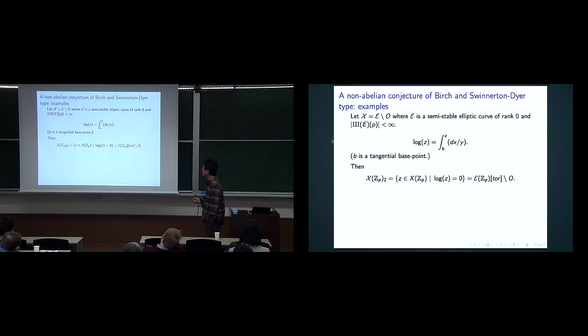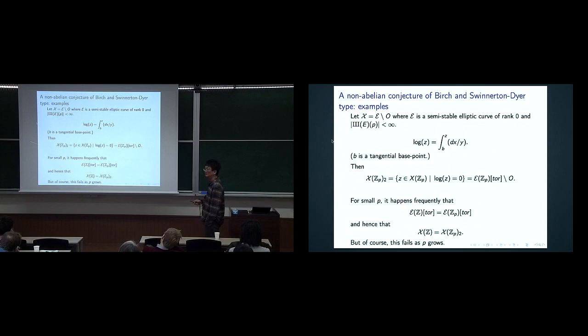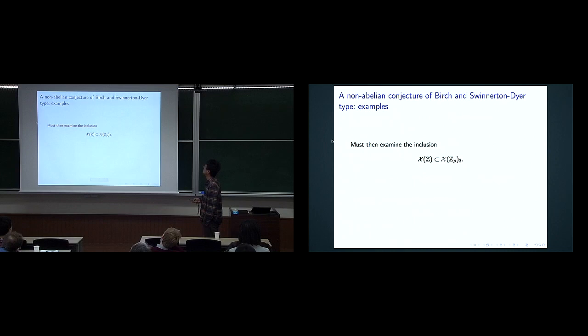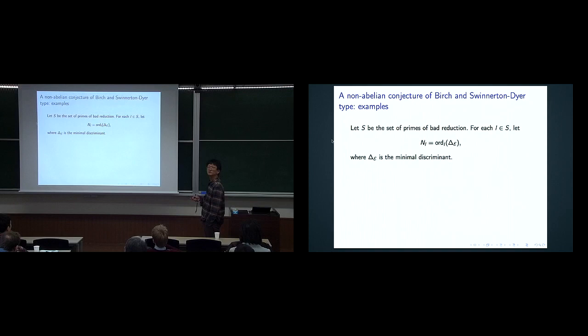Now for small p, it frequently happens that the local torsion is equal to the global torsion, in which case the global integral points will become equal to this second level of the filtration. But of course, this fails as p grows. So you have to now look one further down in the filtration. For that, we need one other function, the elliptic version of the elliptic dilogarithm. It's an iterated integral. And we need a little bit more notation that I'm not going to bother you with too much right now because I'm out of time.